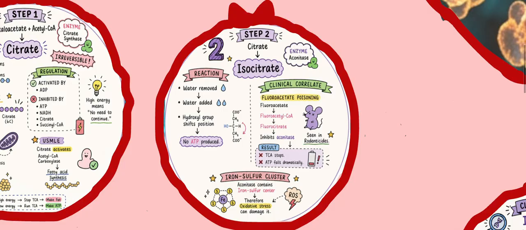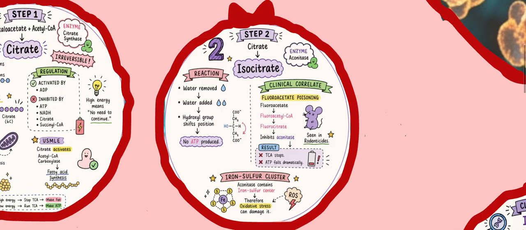This is a dehydration reaction, and because it's a dehydration reaction, we're simply removing the water from the reaction, right? So the reaction goes from dehydration to rehydration. First, we remove the water and then we add the water, right? This simply rearranges the OH group. There's no ATP produced, there's no NADH produced, there's no carbon dioxide produced, right?